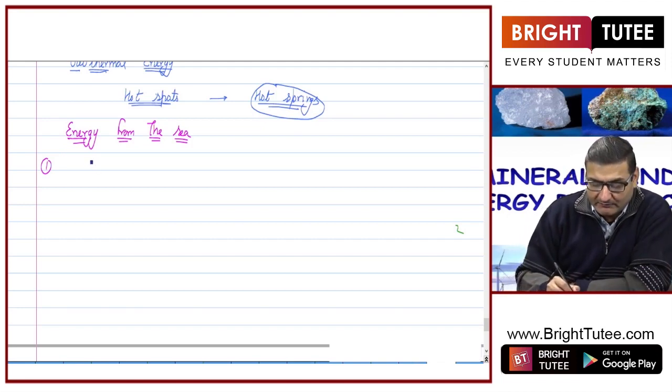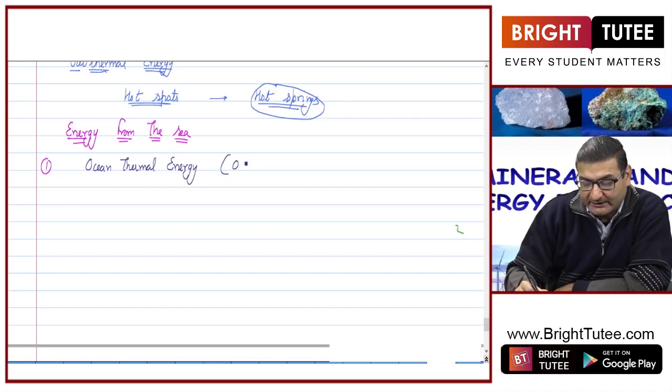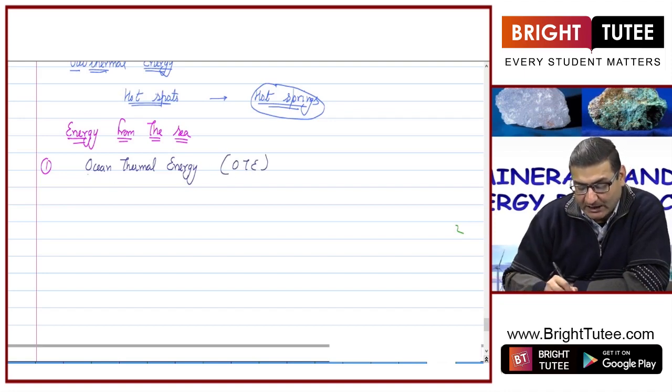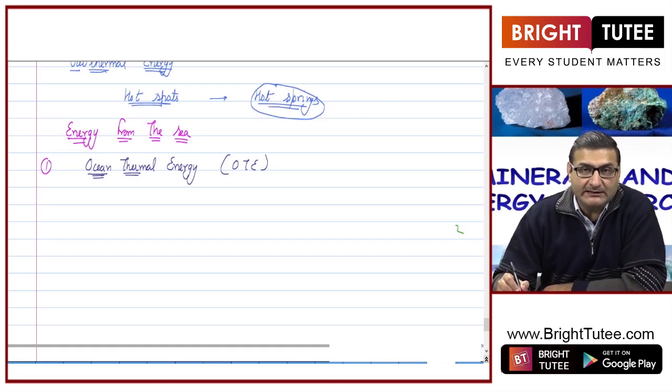For example, first way is quite important: ocean thermal energy, or OTE. Now, thermal once again means heat. Ocean thermal energy means the energy which we can obtain because of the difference in temperature of the different layers of the oceans or seas.